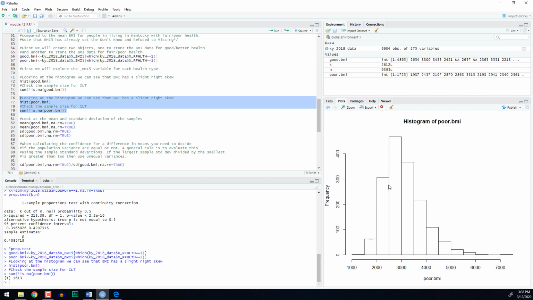And I'm going to look at a histogram. And so here's my histogram. Notice it looks very similar to when we looked at all of the BMI data. It has a slight right skew. And I'm going to denote the total number of people in this sample, and there's 1,613.